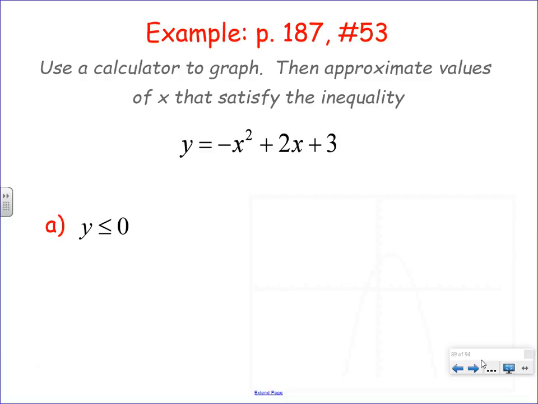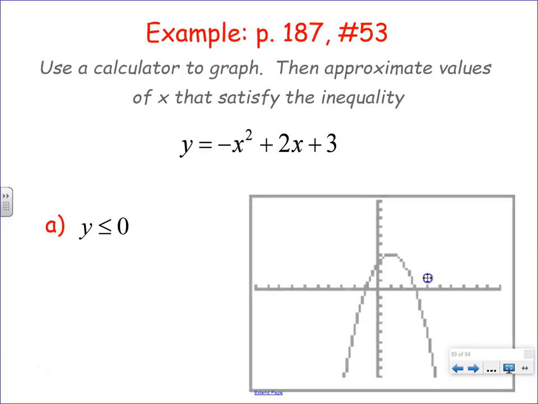What did they say? Use a calculator to graph and approximate the values of x that satisfy the inequality. Huh? There's not an inequality. Keep looking. y less than or equal to 0. How do we use a graph to think of where the y's are? Wait, go back to chapter 1. Where are y's less than or equal to 0? Quadrants 3 and 4, because the y's are the heights. Less than or equal to 0 is down.